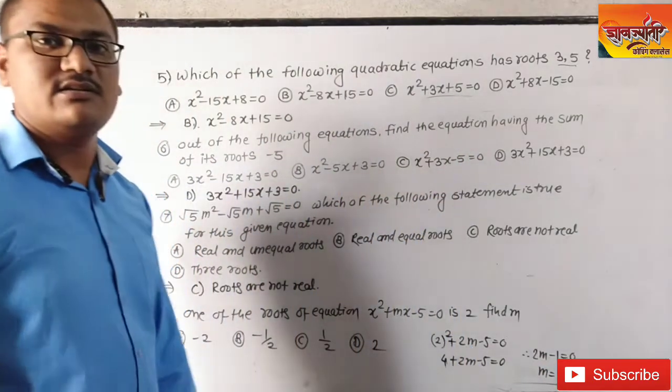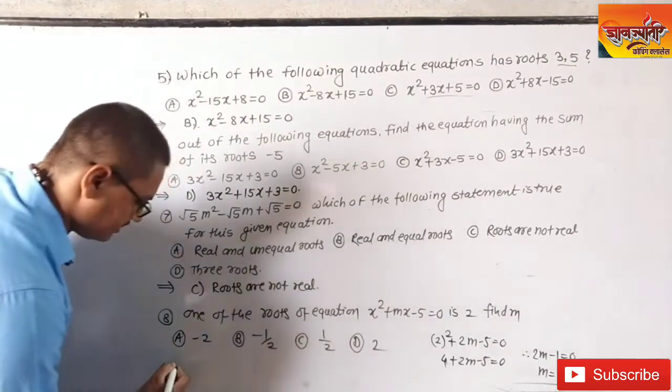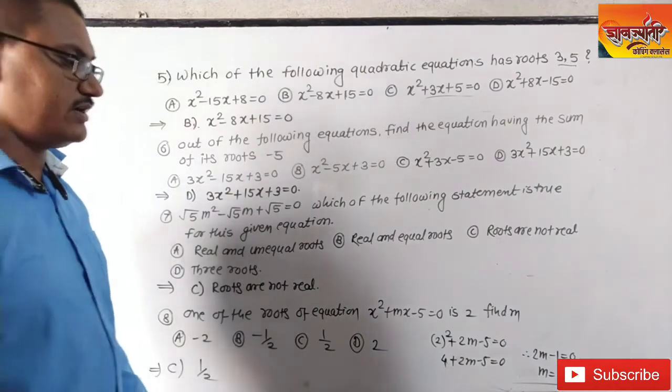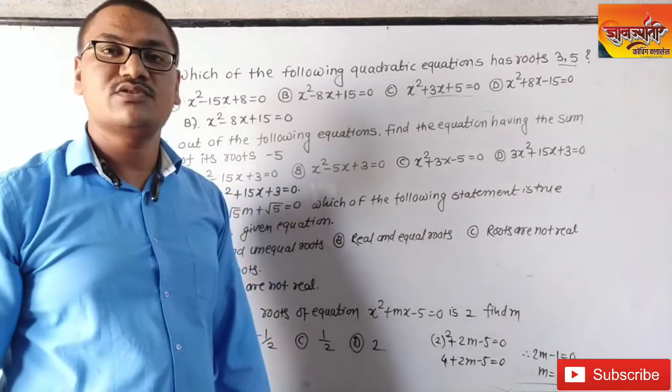So the correct option is C, where the value of m is 1/2. This completes the first question.